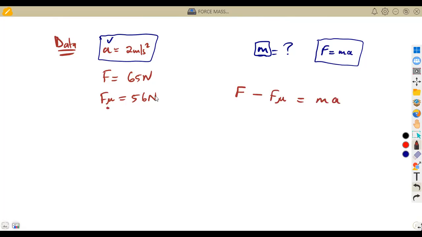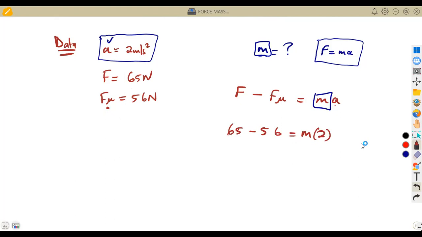So that is what we're going to do, whereby our force, that is the applied force, is 65 minus the frictional force. Our frictional force is what? 56, which is equal to MA. We are asked to calculate the mass. So we are going to substitute the acceleration because we have the acceleration. So this one is going to be M times our acceleration, which is 2. Then we divide by 2 because there is just a normal equation now.